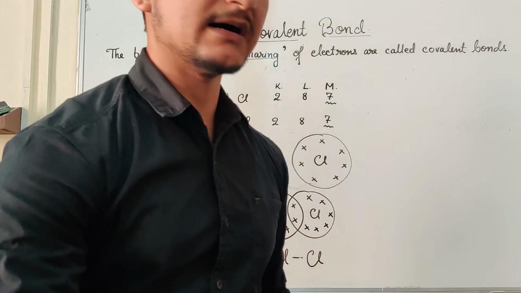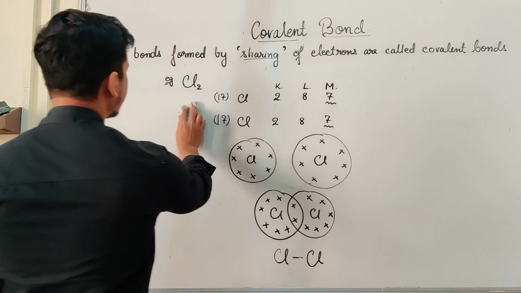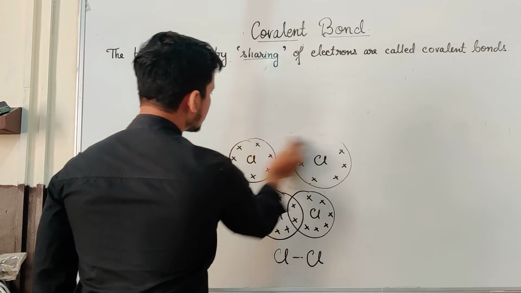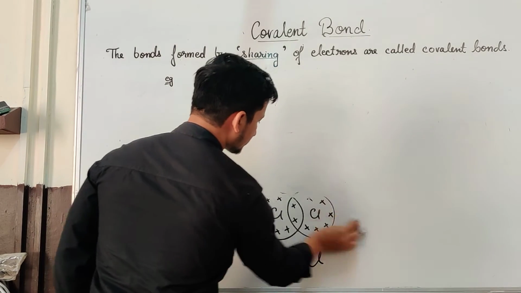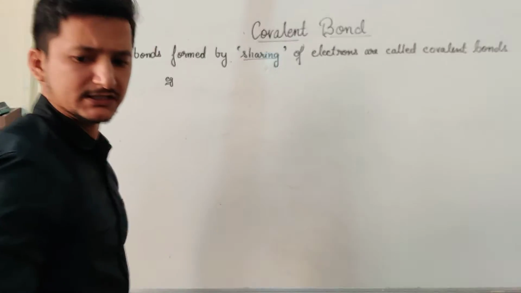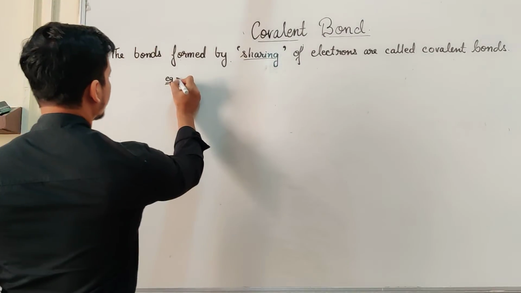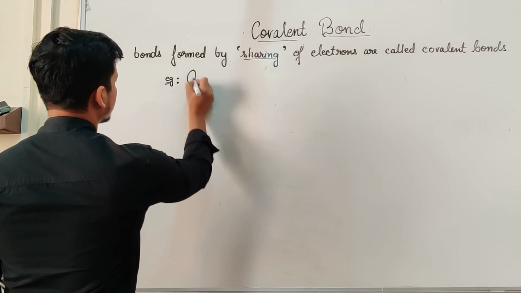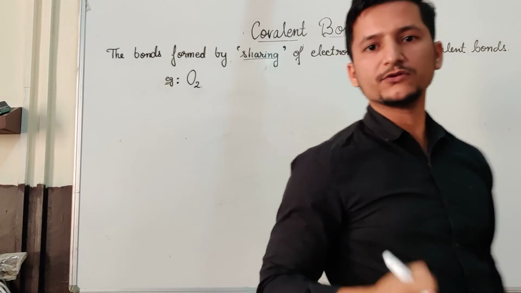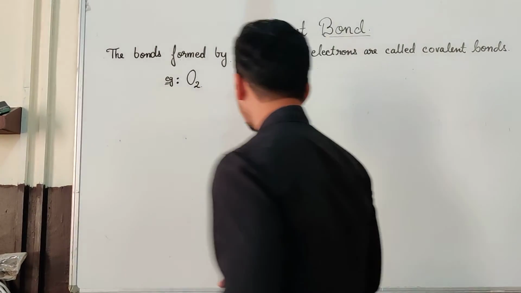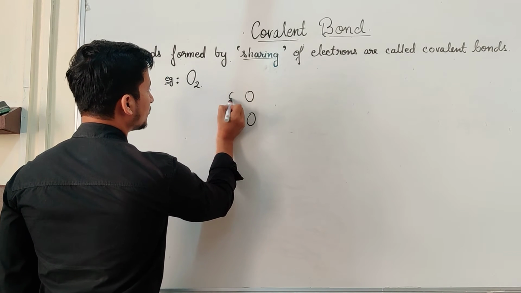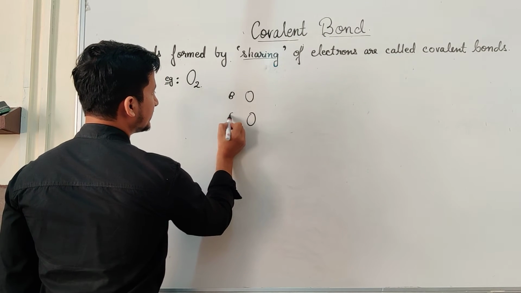Now taking one more example for this, let us take the example of oxygen gas. Now we know that oxygen is very important for us. Without oxygen we cannot survive. How is this oxygen gas formed? How is the O2 molecule formed? Let us see that. Now, the oxygen atom has atomic number 8.